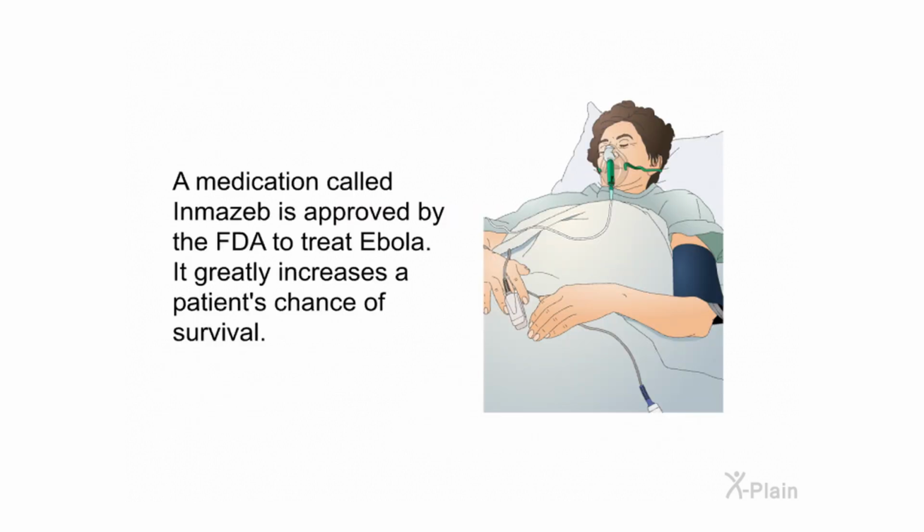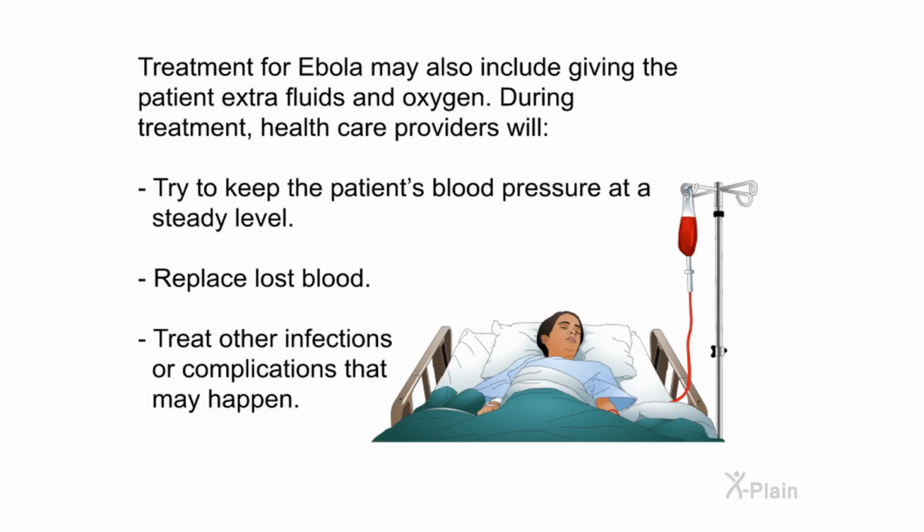Treatment. A medication called Imazeb is approved by the FDA to treat Ebola. It greatly increases a patient's chance of survival. Treatment for Ebola may also include giving the patient extra fluids and oxygen. During treatment, healthcare providers will try to keep the patient's blood pressure at a steady level. Replace lost blood. Treat other infections or complications that may happen.